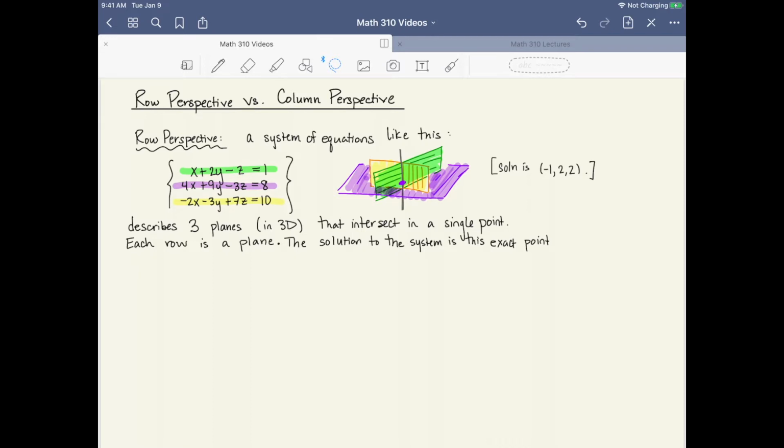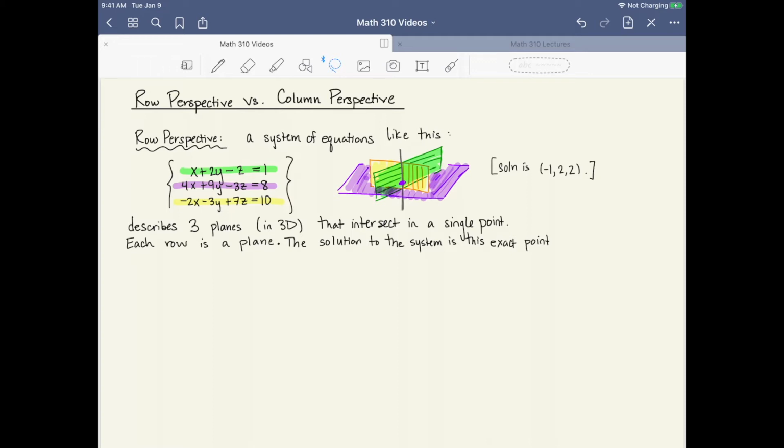The approach we've taken so far has treated each row separately. This is the row perspective. In one of the examples that I worked out in a video, we looked at a particular system of equations that I have written here and highlighted in green, purple, and yellow. Each one of these equations represents a plane in 3 dimensions, and we found a unique solution to this system. It turned out that the solution was -1, 2, and 2. And you can think of that as being the point at which these 3 planes intersect.